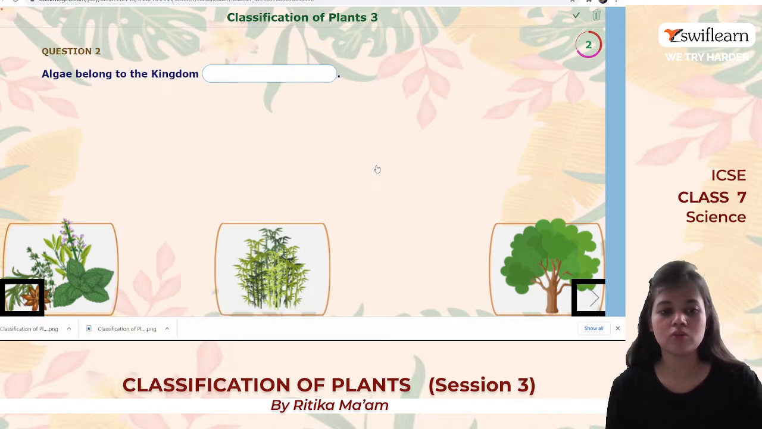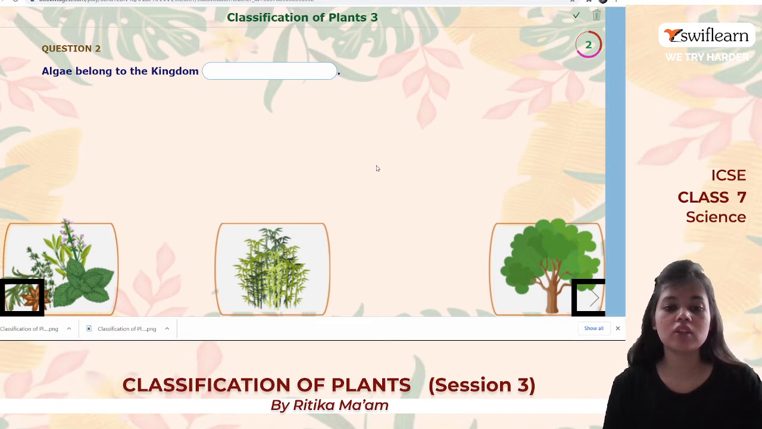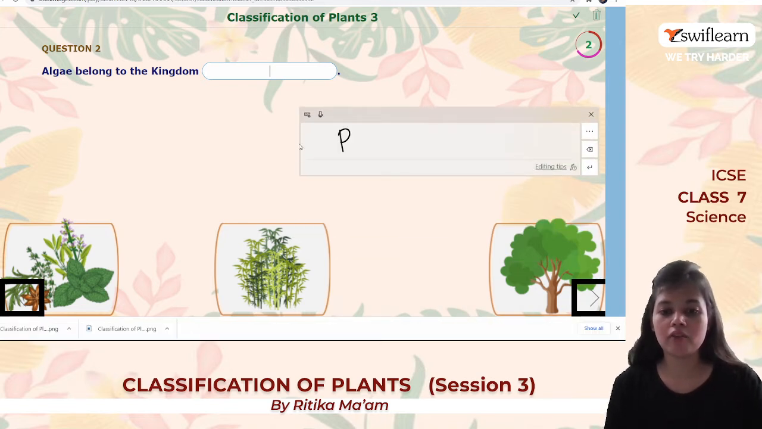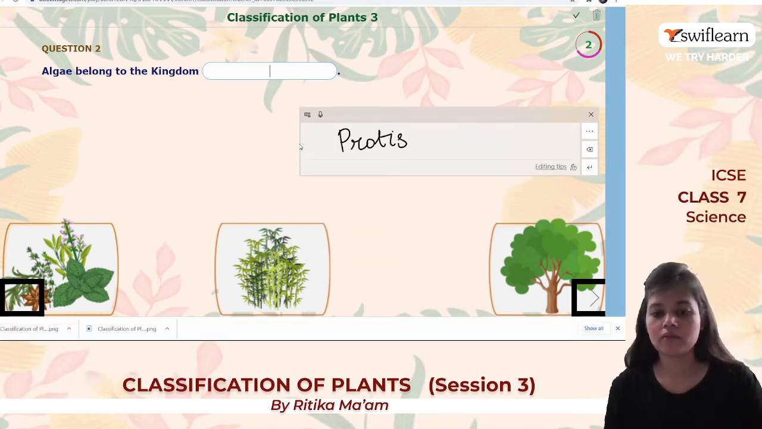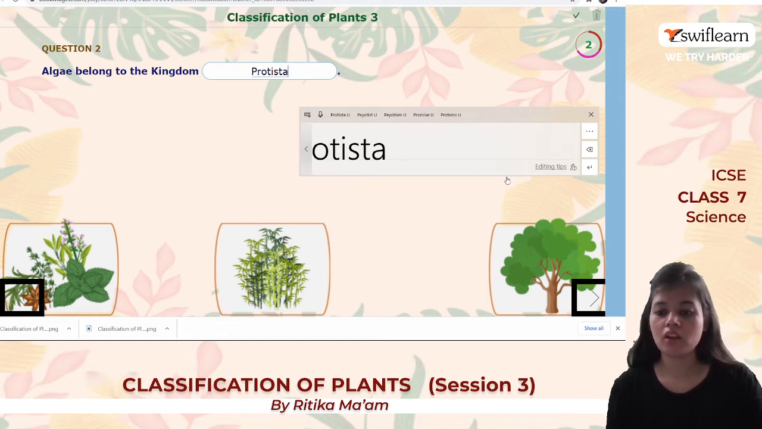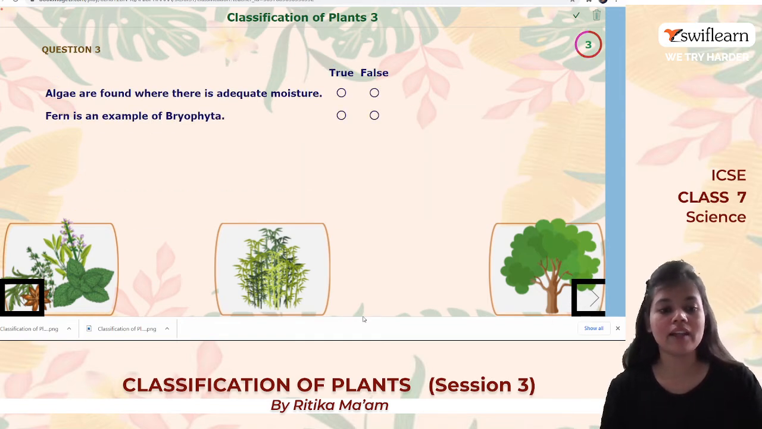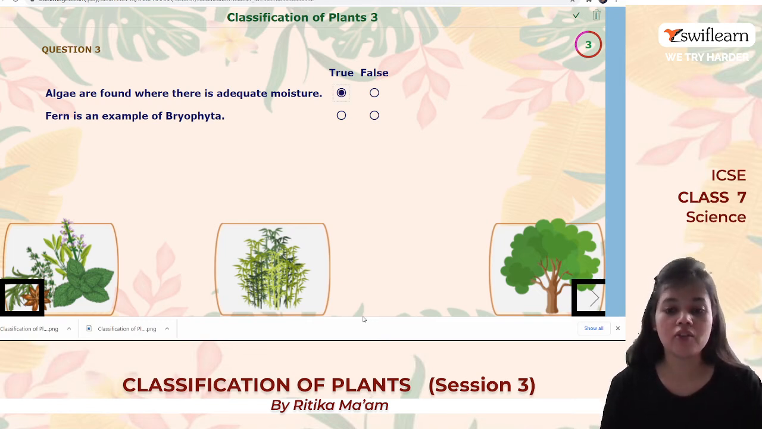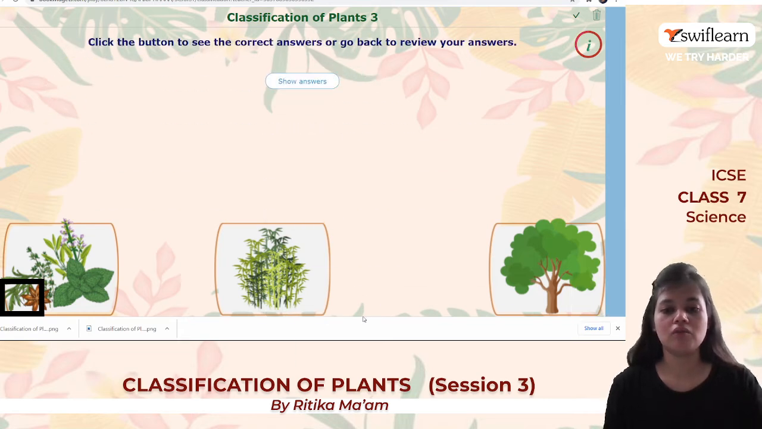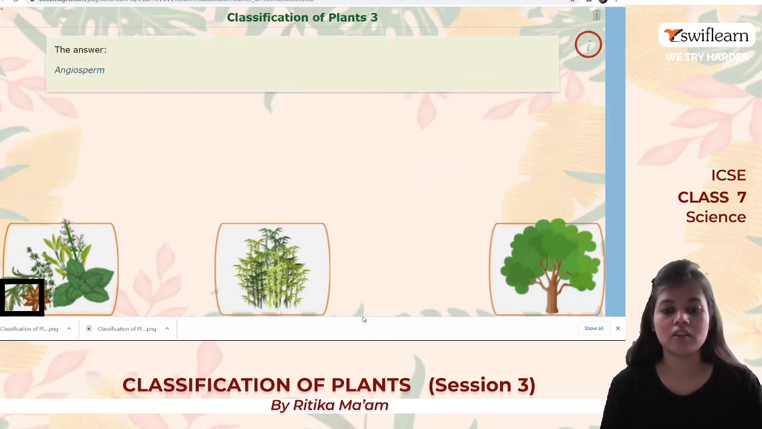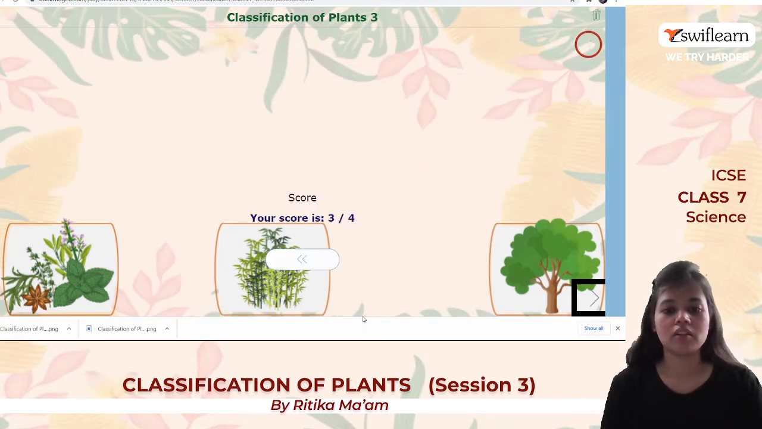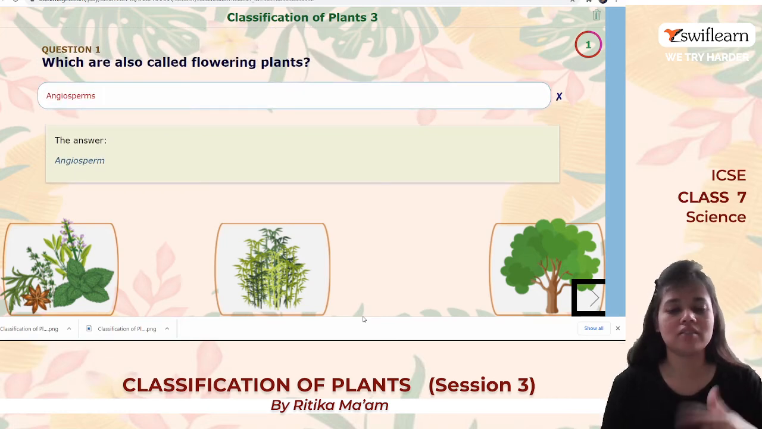Then we have the next question. Algae belong to the kingdom dash. So algae are from kingdom Protista. Then: algae are found where there is adequate moisture. Very true. And fern is an example of bryophyta. No, it is the false answer. It is angiosperm.